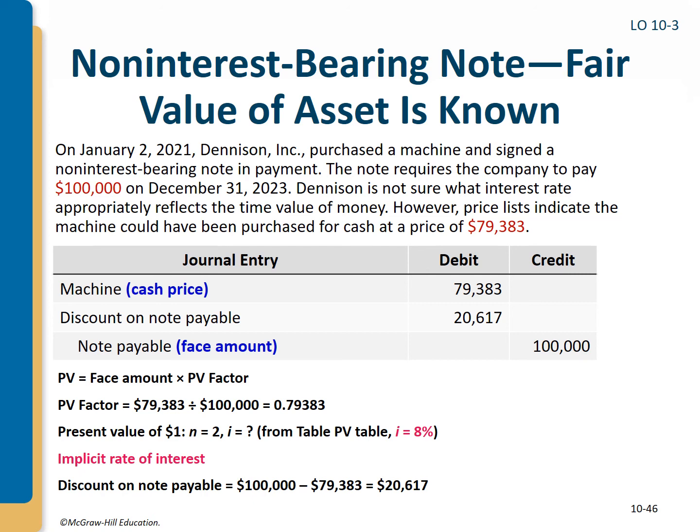Well, this brings us back to Chapter 5. We can find it. Take the present value divided by the future value. That's not the interest rate. That's the factor we will look for on the present value of one table. N equals 2. Go across the number 2 row until you reach a factor of around 0.79383, and it would be 8%. So the implicit interest rate is 8%. That's the assumption here. So we'll still debit discount on notes payable for the interest portion.